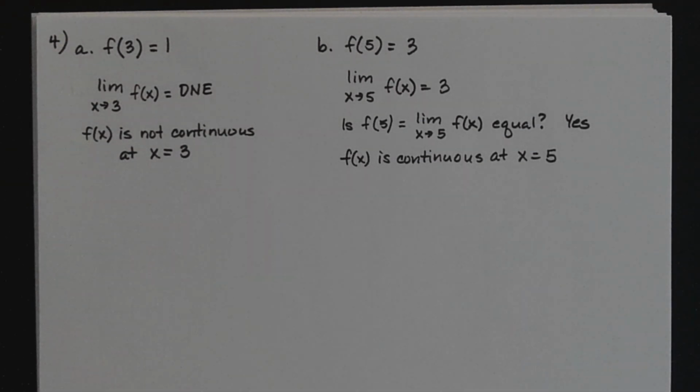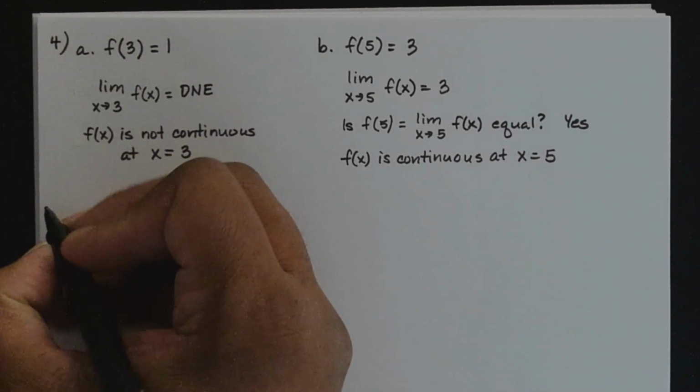Are there any questions about problem number 4? Because you have to use that continuity test. You want to find out what f of that value is if it exists, and then find the limit as x approaches that number, and find out if it exists. And of course, f of that value must be equal to the limit as x approaches the value of that function. They got to be the same for it to be continuous.